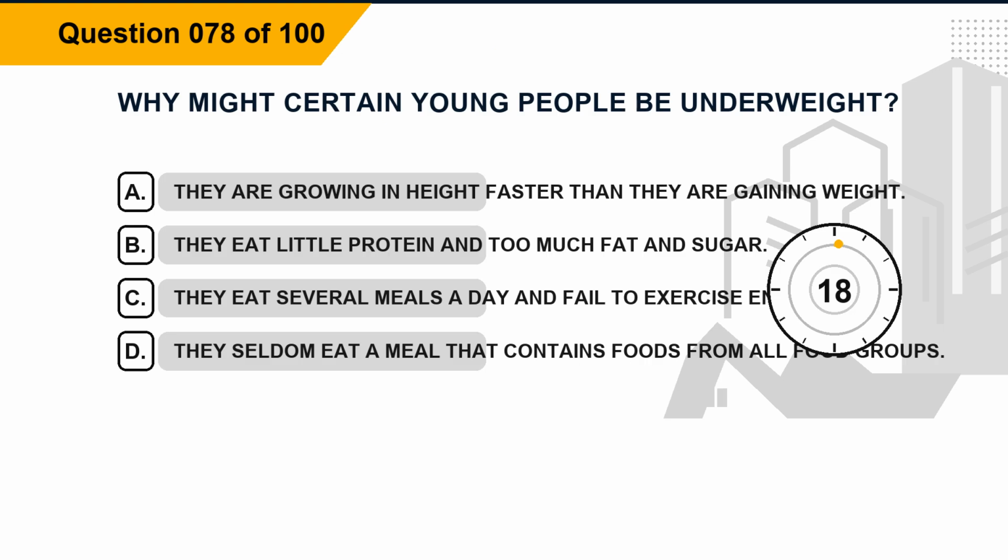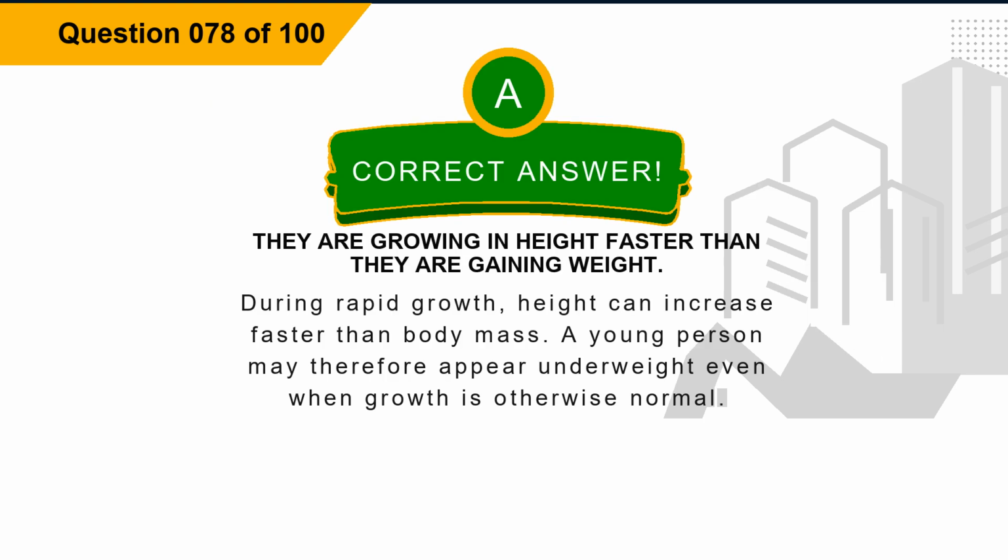Question 78. Why might certain young people be underweight? Option A, they are growing in height faster than they are gaining weight. Option B, they eat little protein and too much fat and sugar. Option C, they eat several meals a day and fail to exercise enough. Option D, they seldom eat a meal that contains foods from all food groups. The correct answer is option A, they are growing in height faster than they are gaining weight. Explanation. During rapid growth, height can increase faster than body mass. A young person may therefore appear underweight even when growth is otherwise normal.